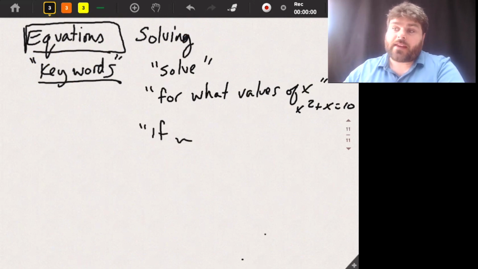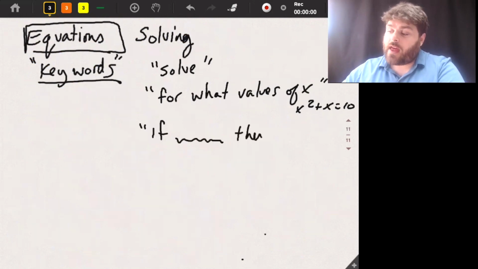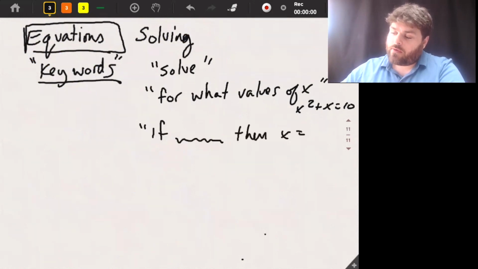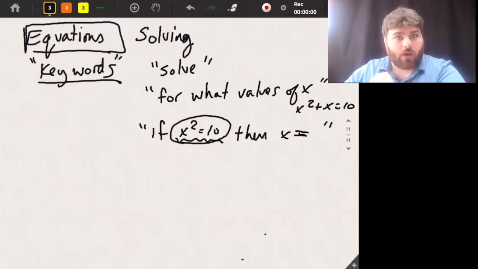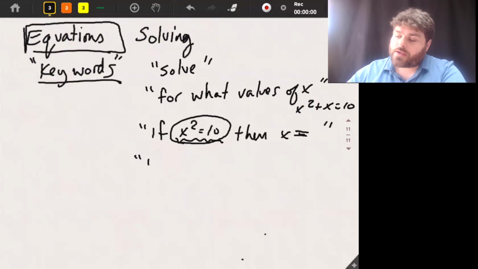You might say something like this. If blank, then x equals. All right? If x squared equals 10, then x equals, okay? They'll give you the equation right here, and then they'll just say x equals. So that's cluing you into, okay, you need to find the value of x. You're solving, all right?